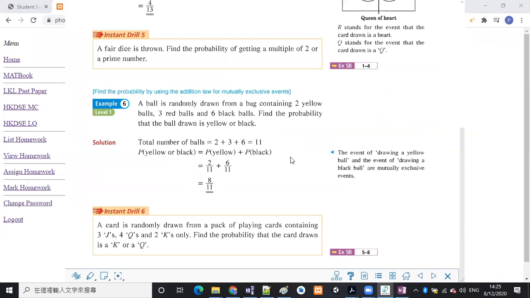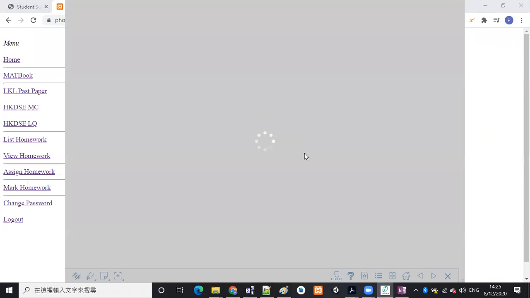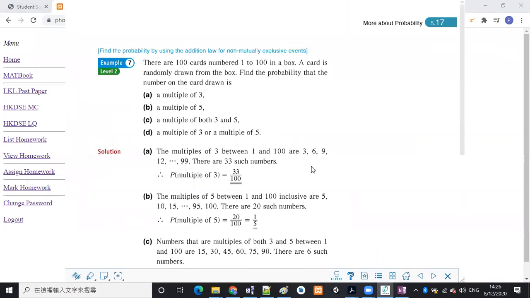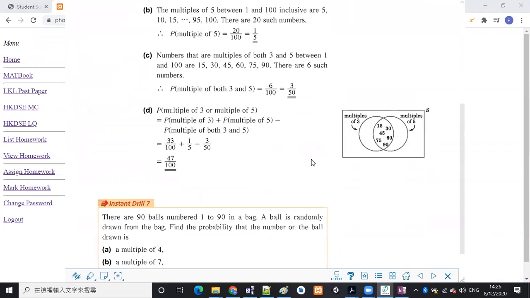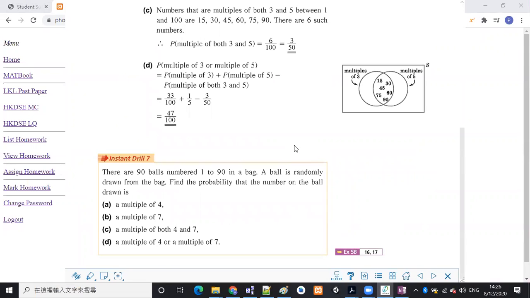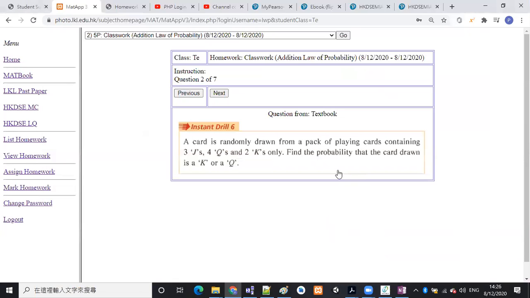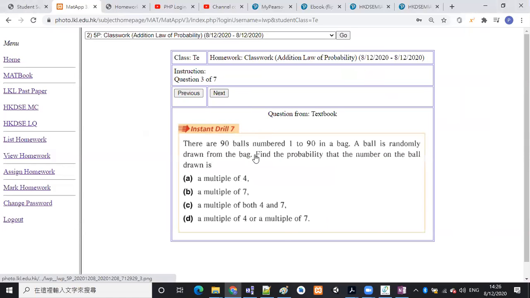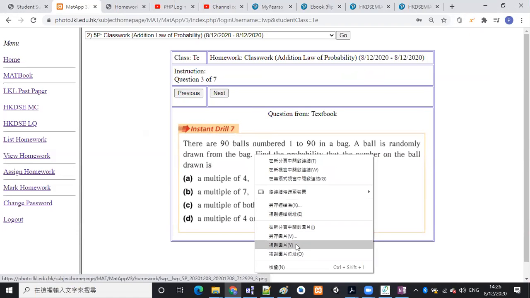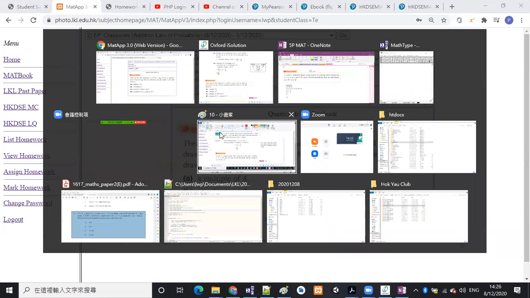Now, for Instant Dream 7, I want you to try it yourself first, because the ideas we need to learn are already all here. Let's do Instant Dream 7, and as there are so many parts here, I give more time for you. I give 4 minutes for you to do it.